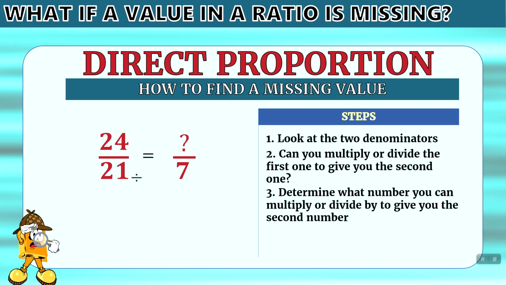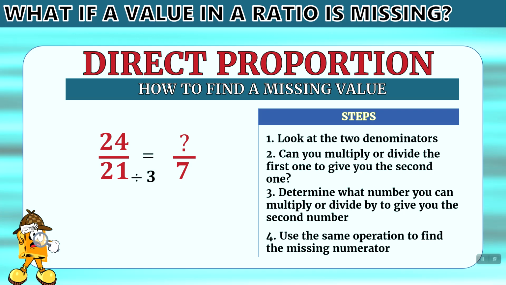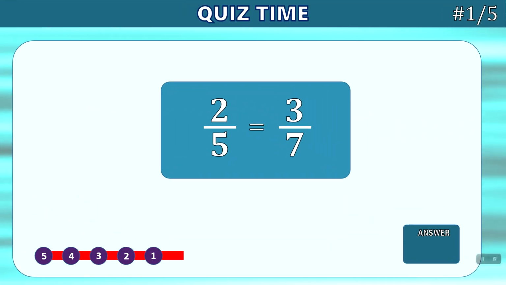I know 21 divided by 3 is 7. And so we use the same operation to find the missing numerator. 24 divided by 3 is 8. And our proportion is 24 over 21 equals 8 to 7. And now you should be able to do this. And now it's quiz time.